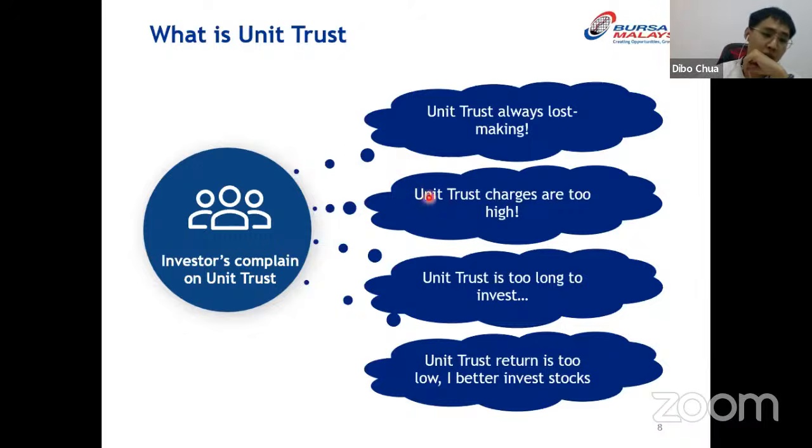Complaint number 2 is that unit trust charges are very high. The third one is that unit trust takes so long to invest, taking ages or maybe decades to really get returns, so I might as well put it in an FD. The last one comes from those who have some investment strategy or experience. They will always say, "Unit trust? Don't want. I go for stocks, much better." So you will get a lot of comments like that about unit trust.